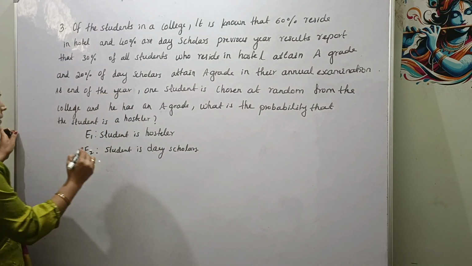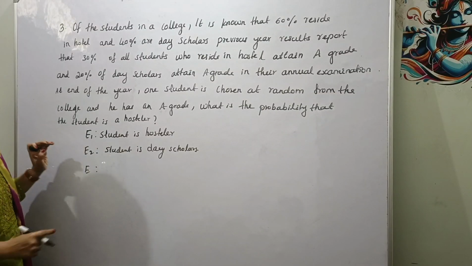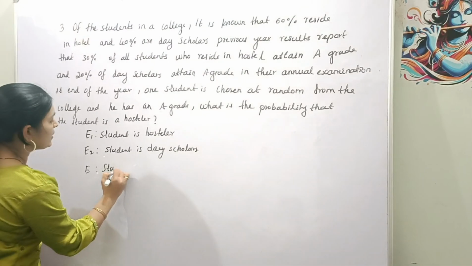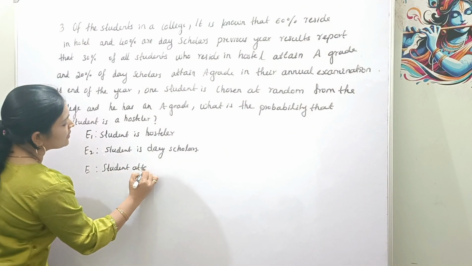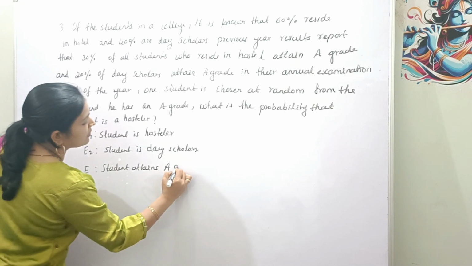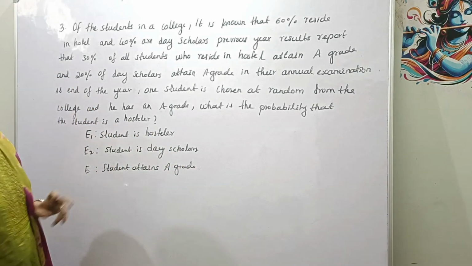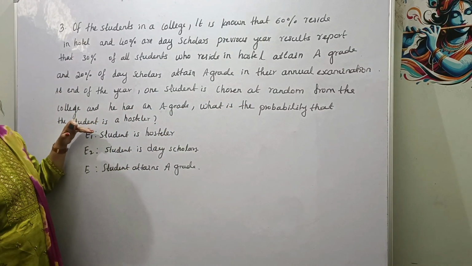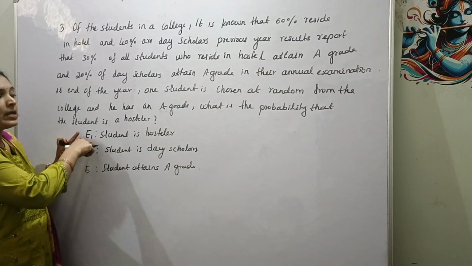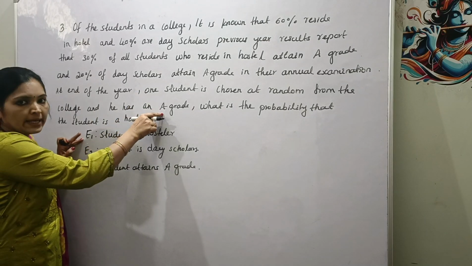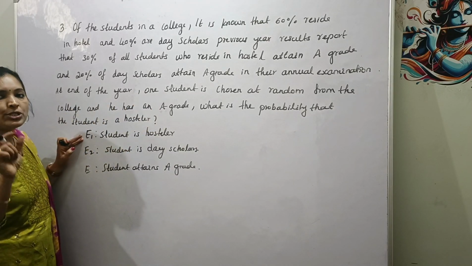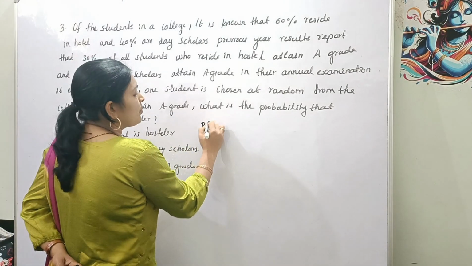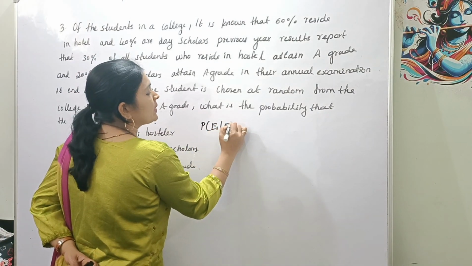Now, let E be the event that the student attains an A grade. What we have to find is the probability that the student is a hosteler, that is E1, given that the student attains an A grade. That is, we have to find the probability of E1 given E.